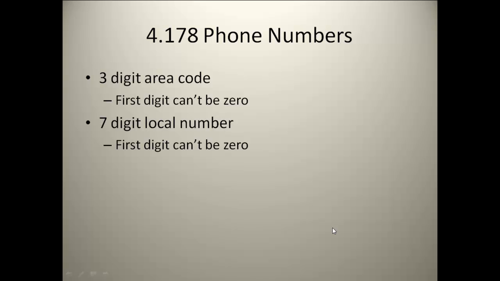Okay, 4.178, similar type of problem. Now we are looking at phone numbers. So part A wants to know how many different area codes are there. Well, if I mark blanks for my 3 digits, I have 9 options for my first one because it can't be 0. And then I have 10 options for my next 2. When I multiply those all together, I end up getting 900 only for my area code.